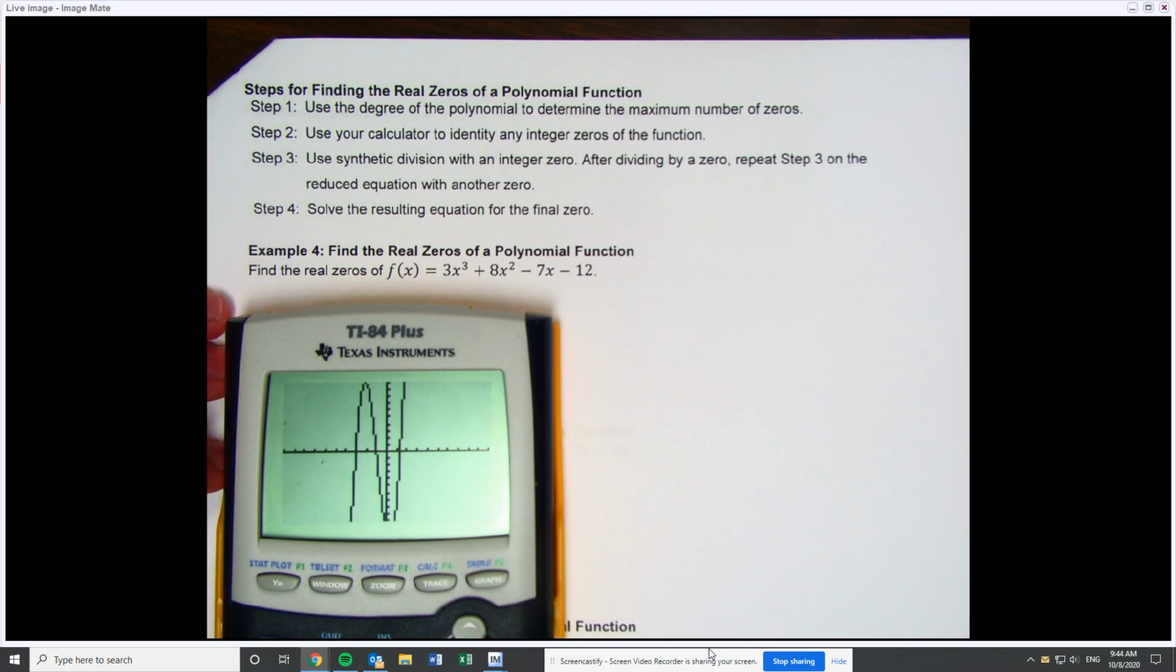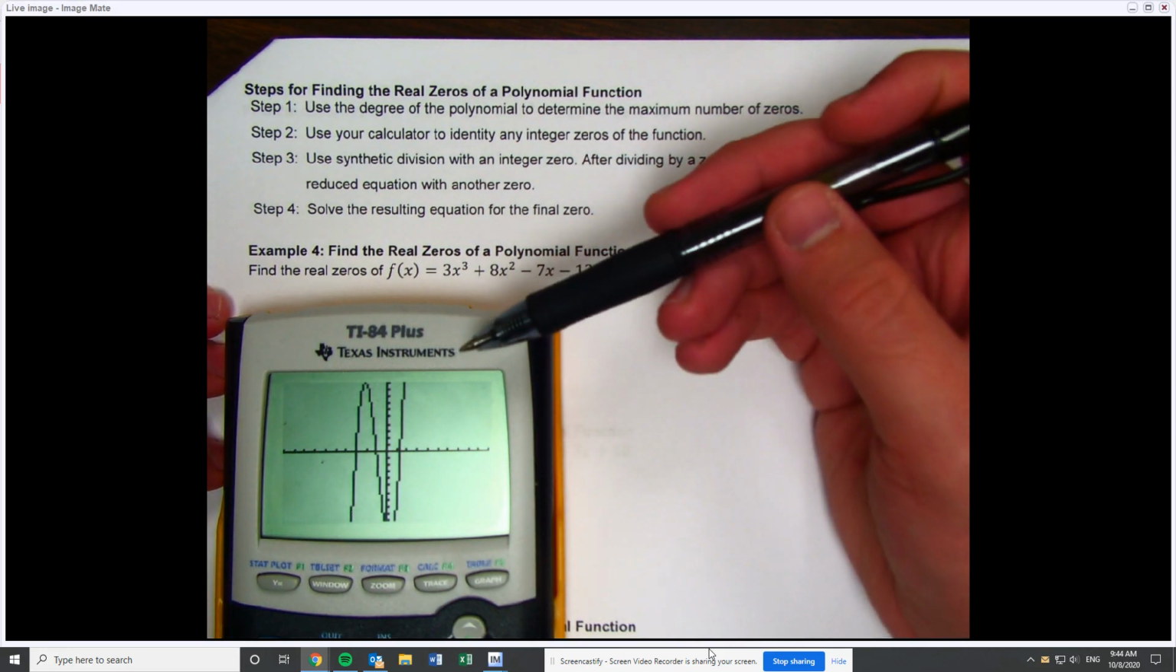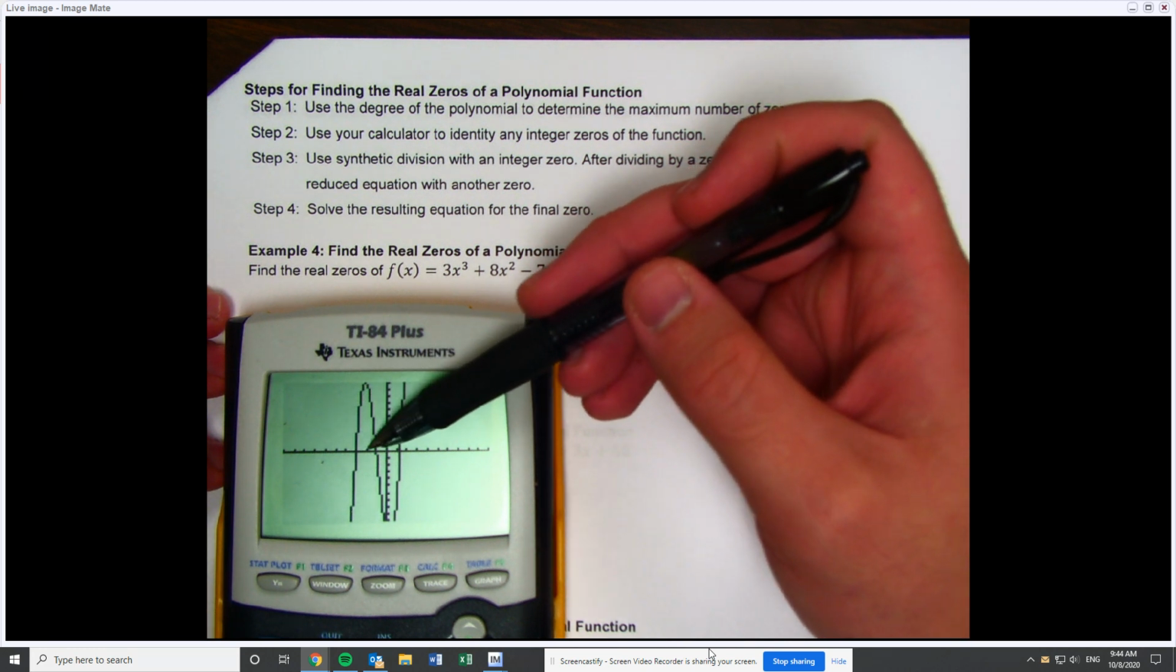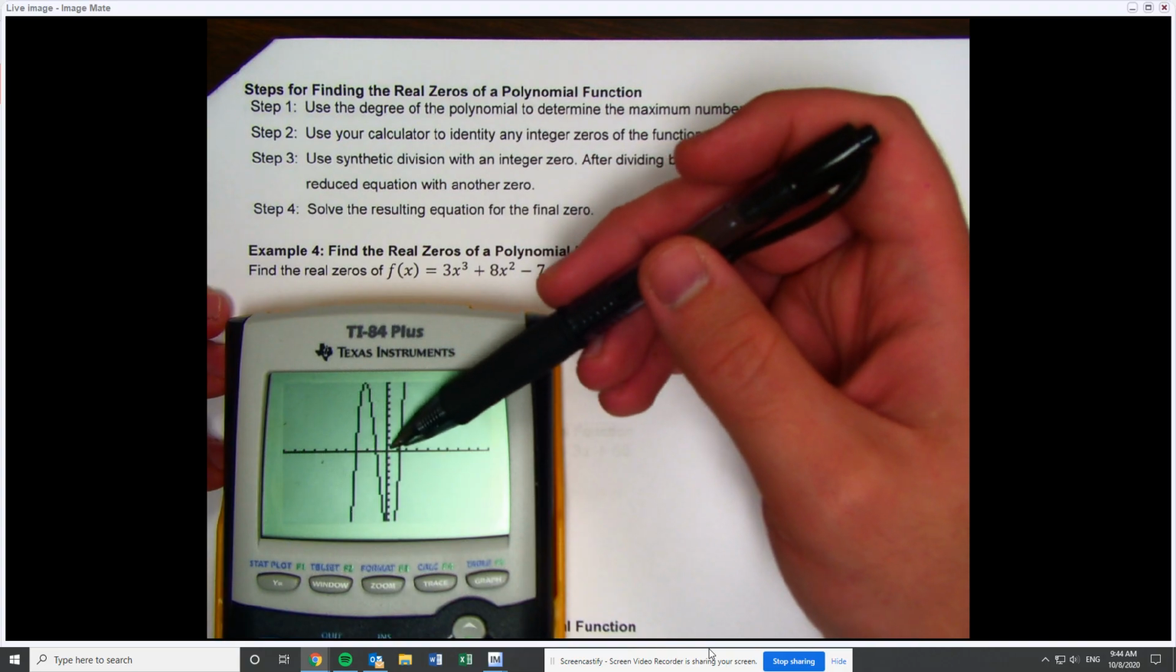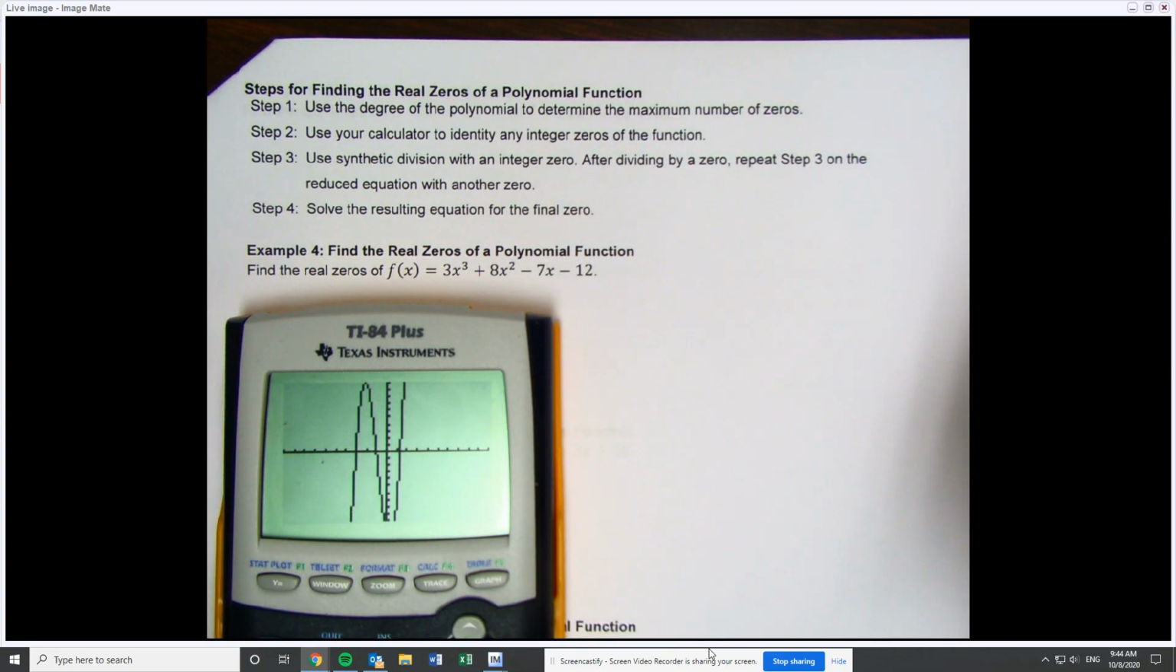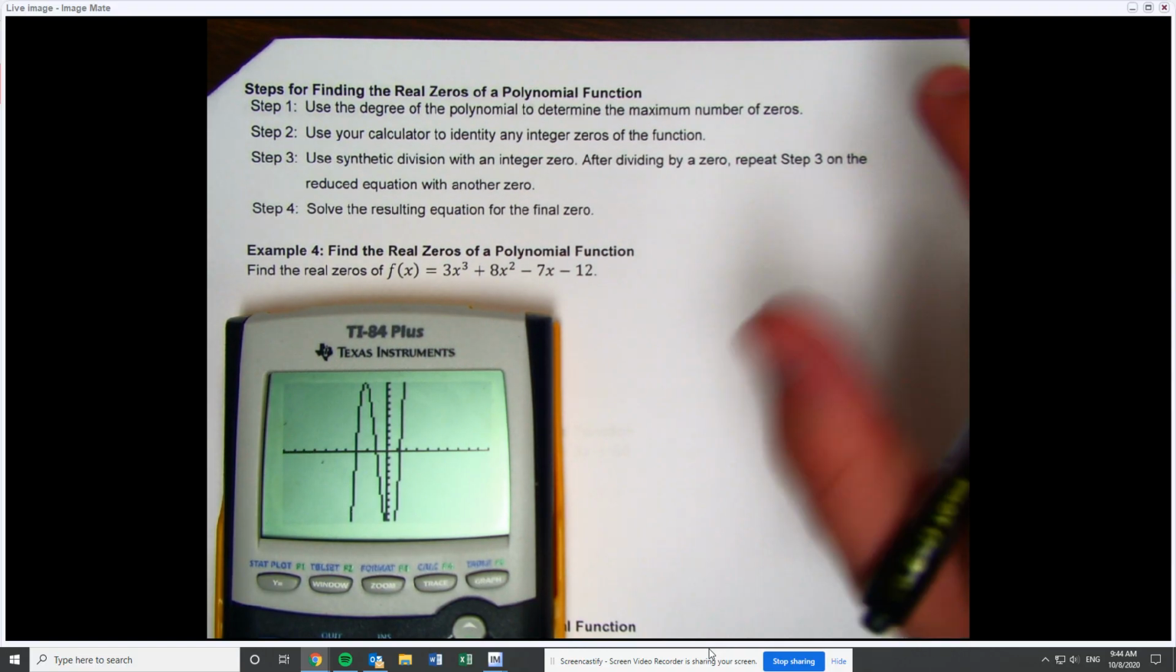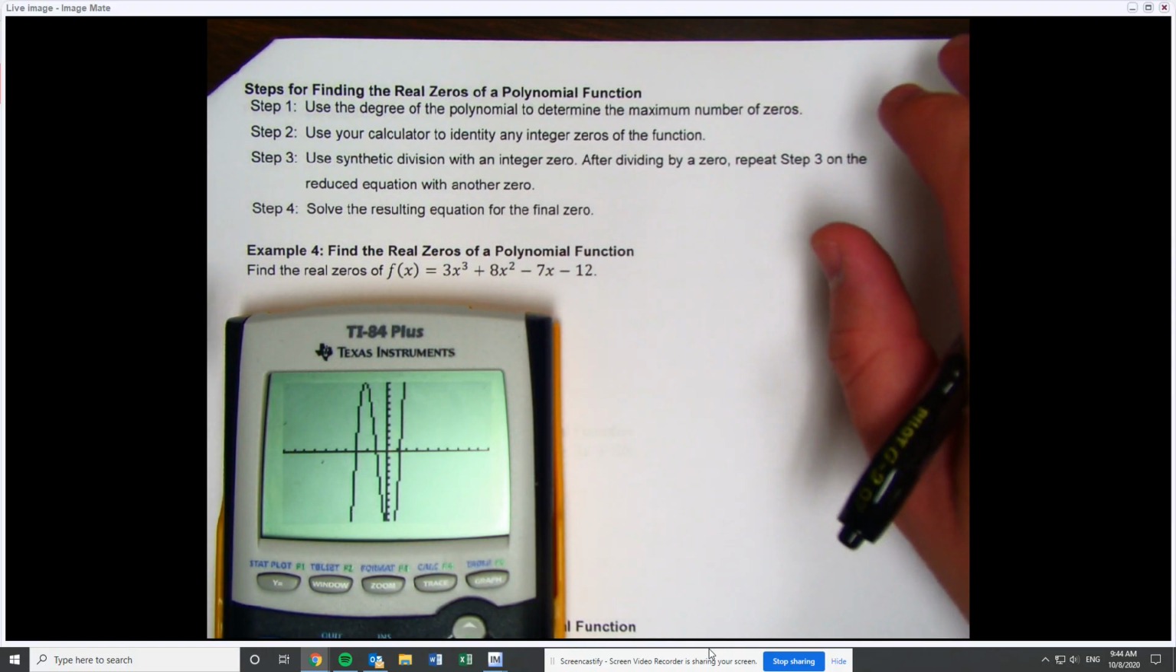So looking at this one, I see that I crossed through the x-axis 3 times. So I know I have 3 zeros, which is great. But looking at this, it looks like I have one right around -3. Looks like I have one at -1. And this one looks like it's close to 1. Do not write all of those down yet, because it's not guaranteed that those are true.